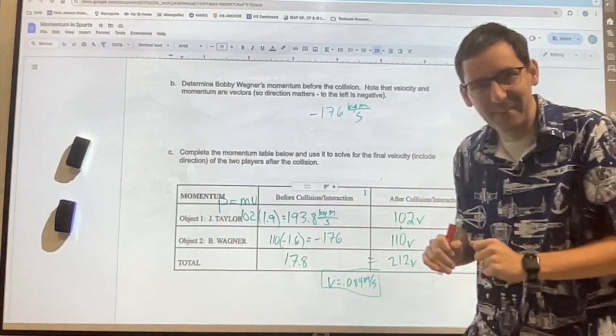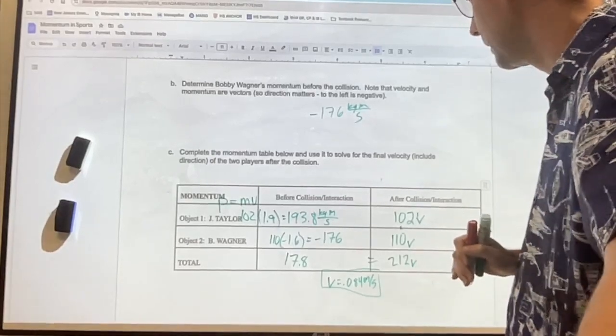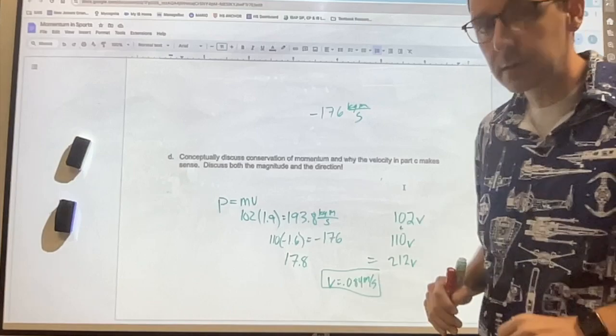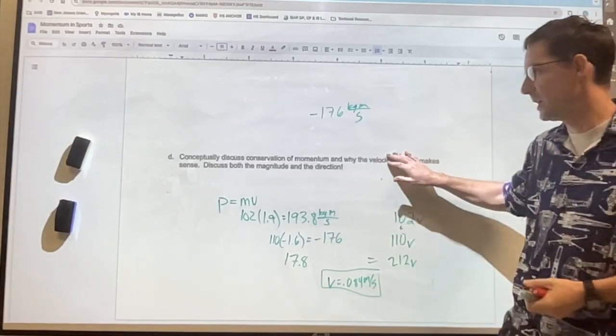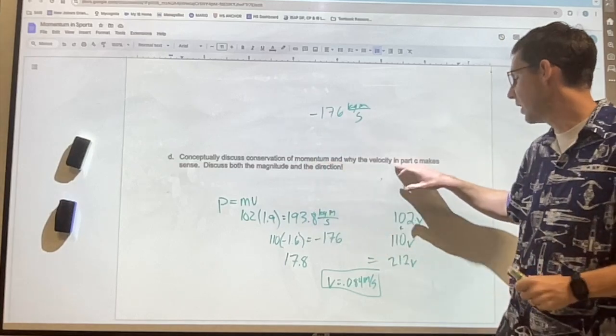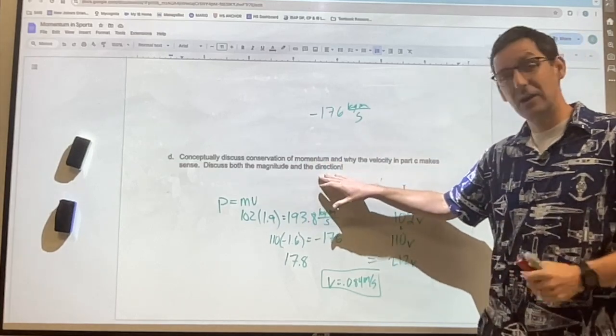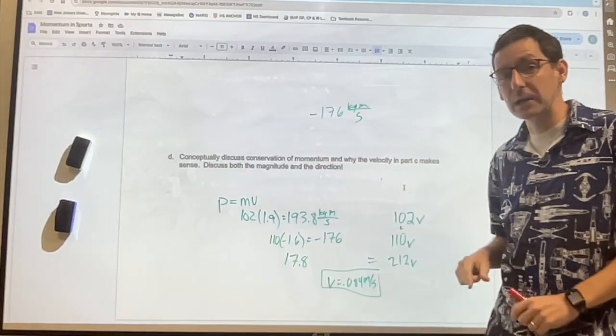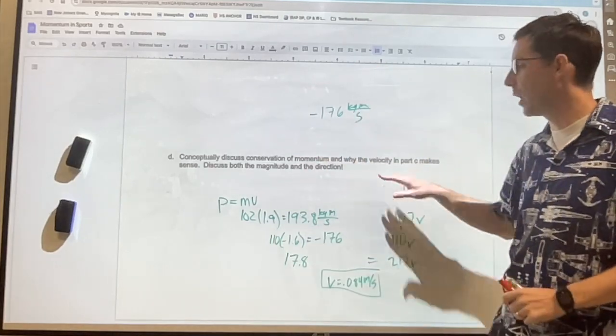All right? Okay. And that, my friends, is almost the end. This is the last question right here. Conceptually discuss conservation of momentum and why the velocity in part C makes sense. Oh, snap. I just did that. So if you weren't looking at that part, just rewind the video. You can go watch it again.